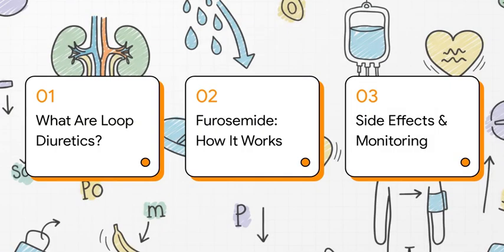So here's our game plan. First, we'll start with the basics of what loop diuretics even are. Then we'll get into the nitty-gritty of furosemide and how it works. And we're going to spend most of our time on the side effects and monitoring. Because, trust me, that's where the NCLEX really loves to focus.